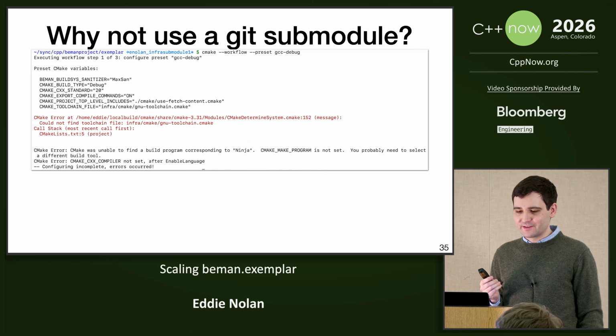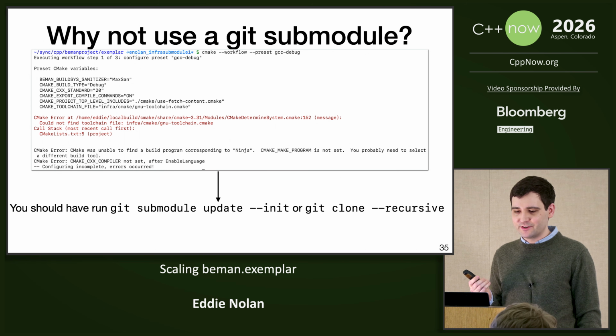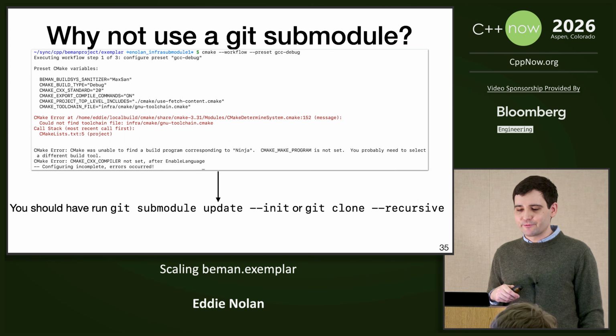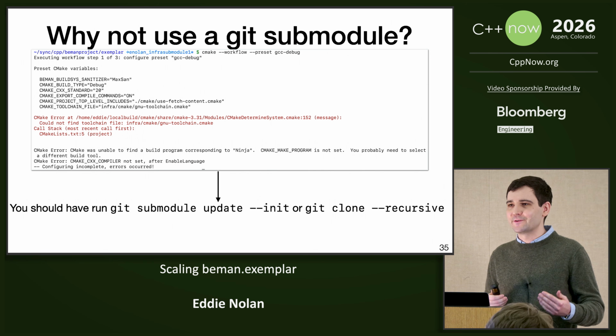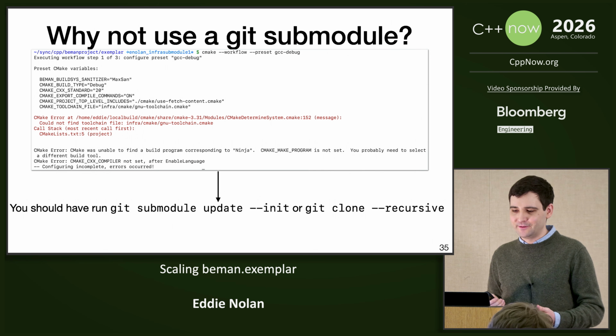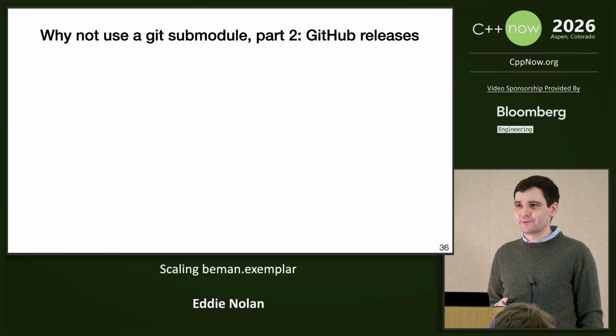One is the user experience: when the preset can't find the toolchain file because you didn't run a Git submodule update, there's not really any way for us to write CMake to make that error message clearer, because CMake hasn't even gotten into our code yet, because that's how confused it is about the fact that it doesn't have a toolchain file. And then secondly, the GitHub releases really mess up submodule interaction.